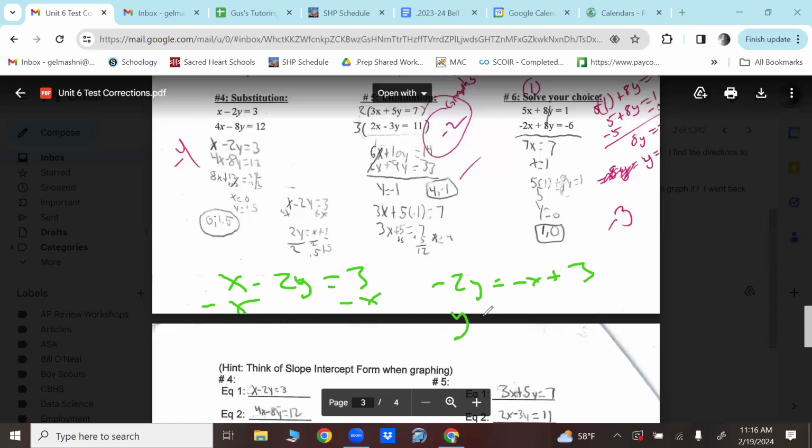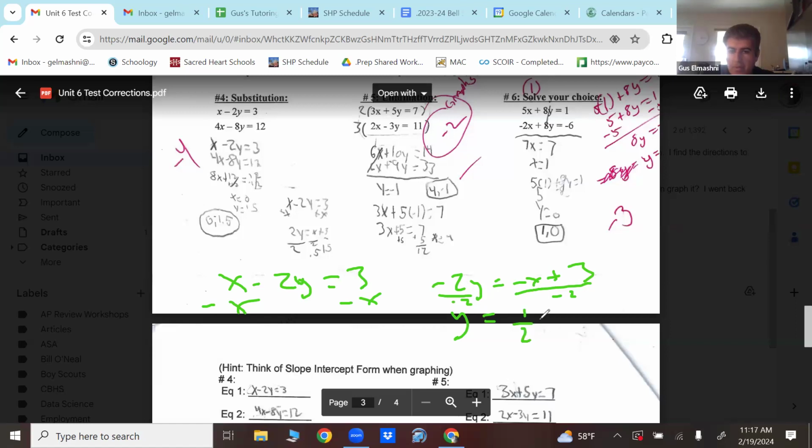Your next step would be to get rid of the negative 2, right? Okay, so you have to divide by negative 2. Right. So it's half x, because negative 1 over negative 2 is positive half, and then minus 3 halves. And there you go.